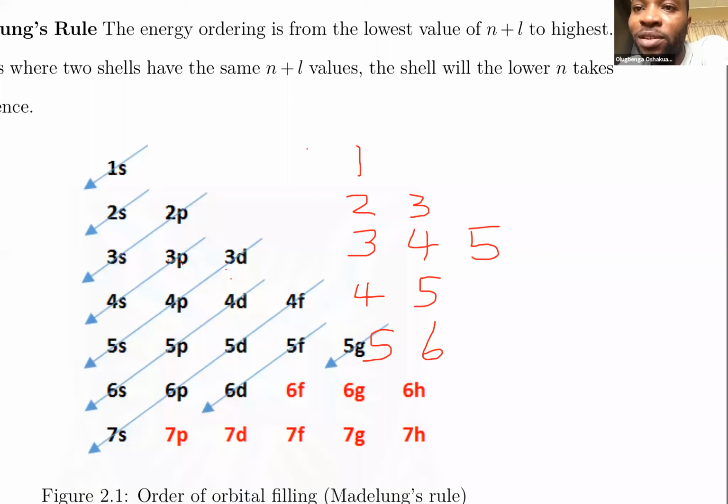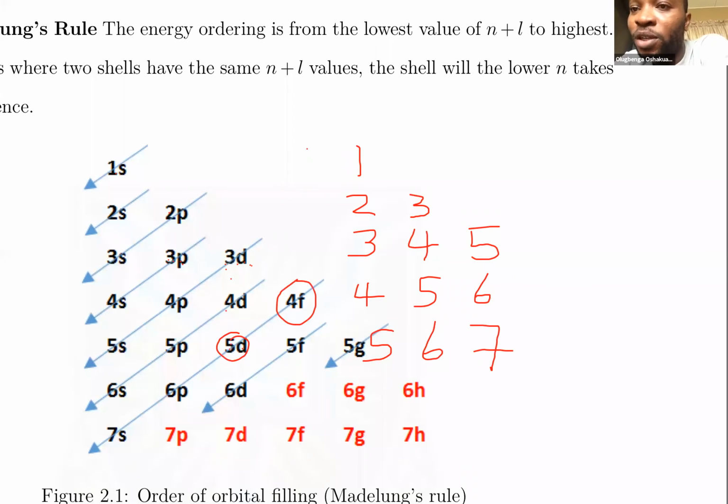D is equal to 2. 3 plus 2 is 5. 4 plus 2 is 6. 5 plus 2 here is 7. Then let's come to this corner.